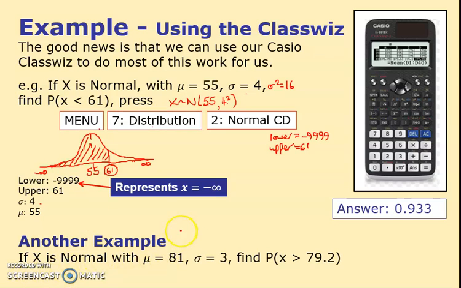Here's another example. It says x is normal. So let's write this. X is normal. Notice n for normal. The mean is 81, and sigma is 3. So I'm going to write 3 squared. You always write the variance there, but on the calculator you put in just the 3.